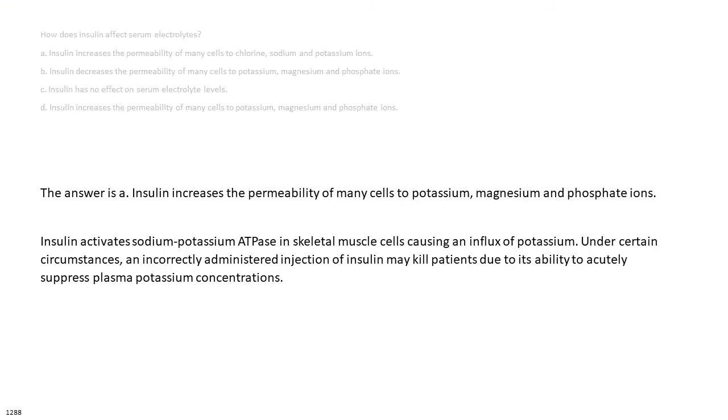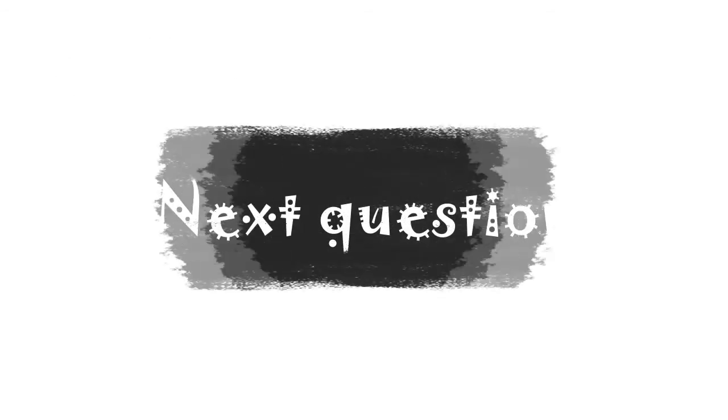The answer is D. Insulin increases the permeability of many cells to potassium, magnesium and phosphate ions. Insulin activates sodium-potassium ATPase in skeletal muscle cells, causing an influx of potassium. Under certain circumstances, an incorrectly administered injection of insulin may kill patients due to its ability to acutely suppress plasma potassium concentrations.